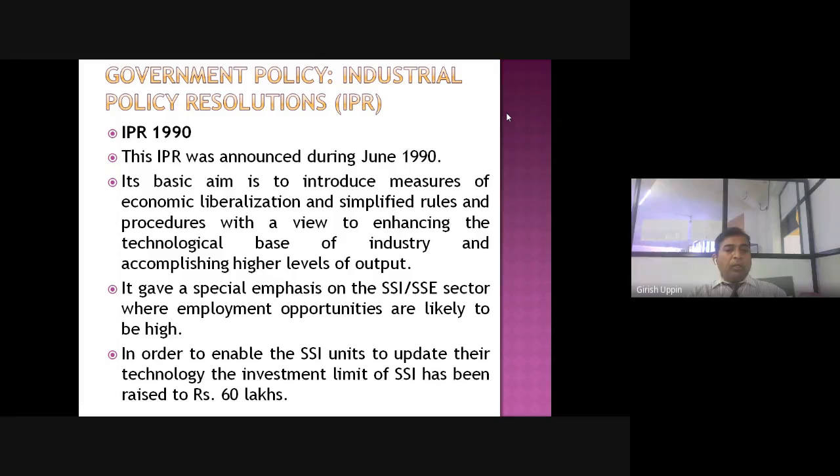In order to enable the SSI units to update their technology, the investment limit of SSI has been raised to rupees 60 lakhs. With IPR 1990, in order to have the small scale industry enhance their technology or make more improvements, their investment limit was raised to 60 lakhs.